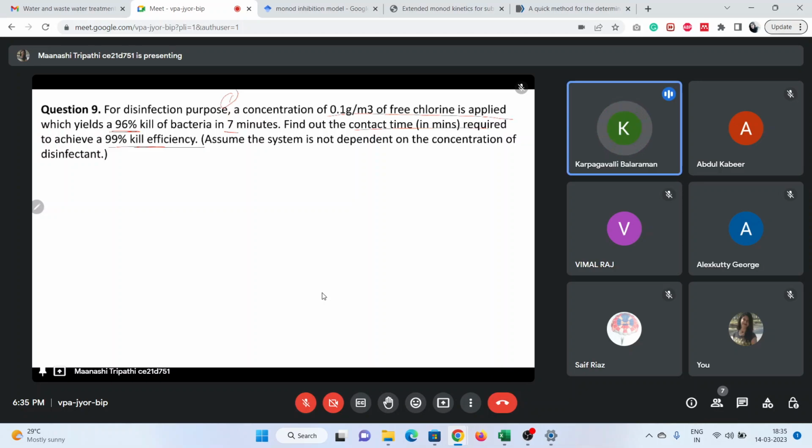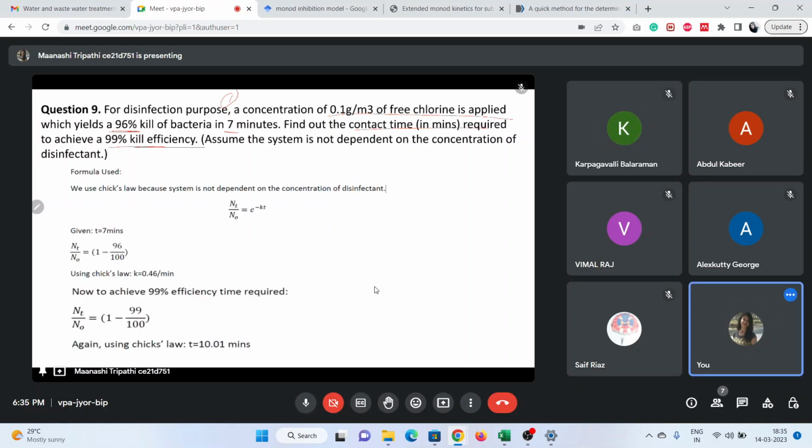Ma'am, for 99 percentage, T equal to 10.01 minutes. Okay, is it correct, ma'am? Yes, I think it's correct. Yes, it's absolutely correct.